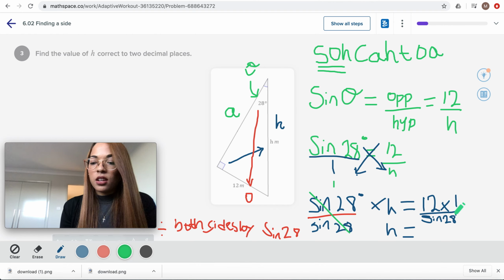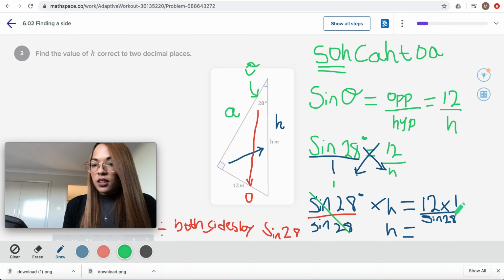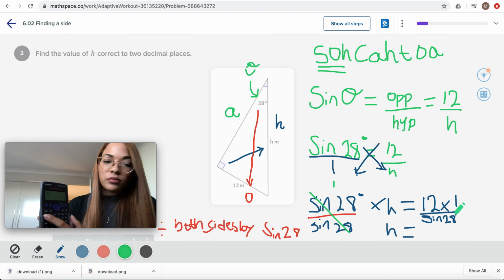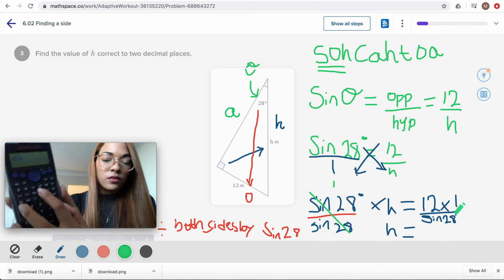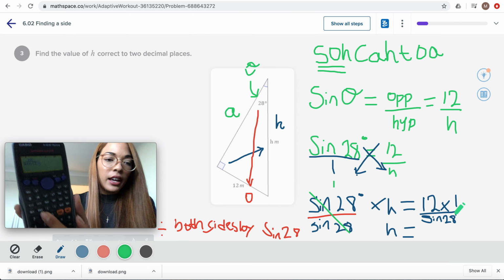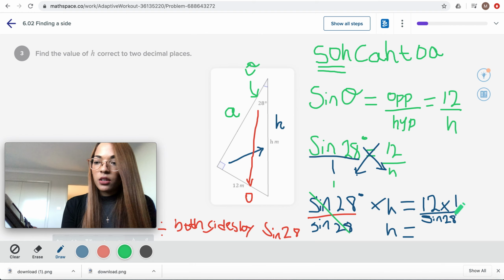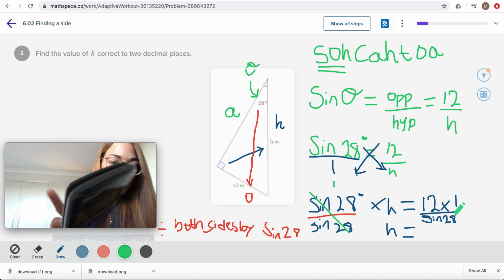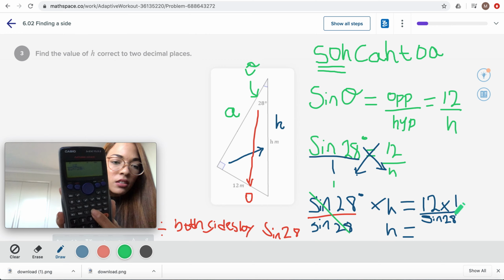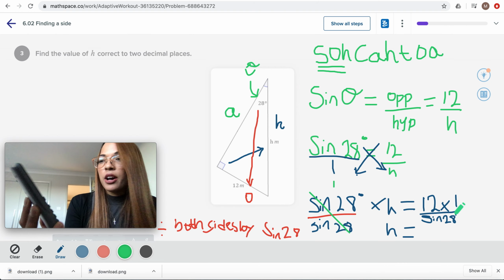So I'll use my calculator. I'll make sure that my calculator is in the degree mode. I will do 12 divided by sine 28. This is how I'll write this equation on my calculator. Equals, why is this an error? Because I should close my bracket, and equals, okay, that gives me 25.56.